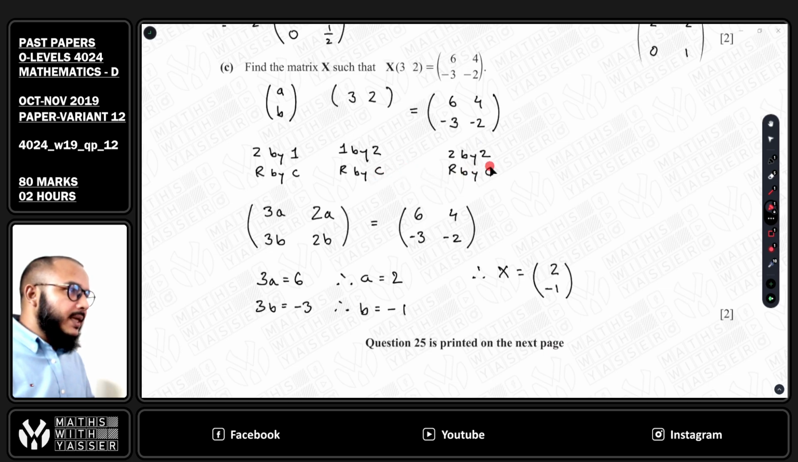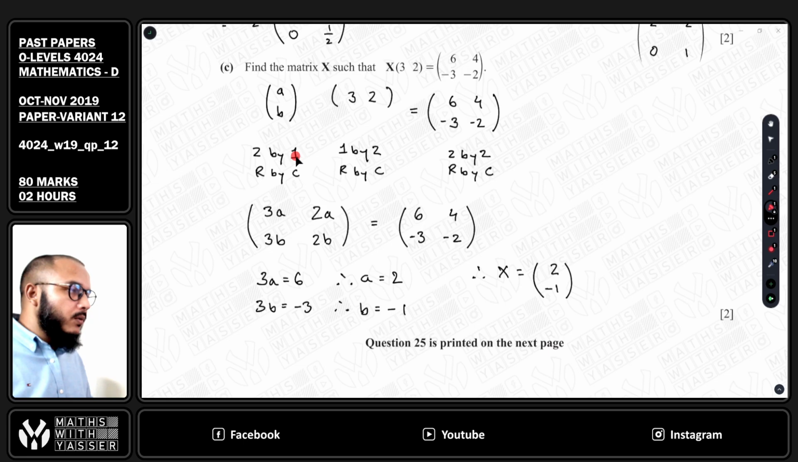So in such case, you need to understand that in order to make sure that these 2 matrices get multiplied, the column number of the first matrix must equal the row number of the second matrix. So that means the column number for the matrix X should be 1, and that is how I got the column number for matrix X.